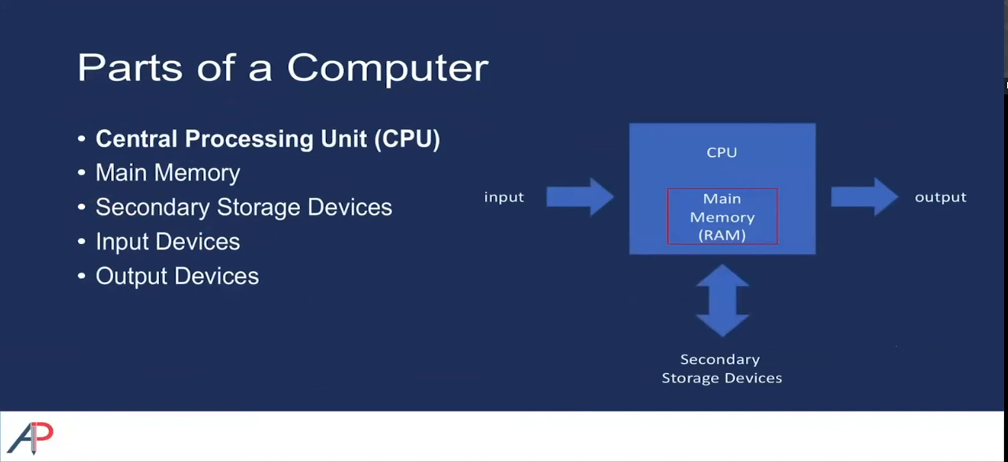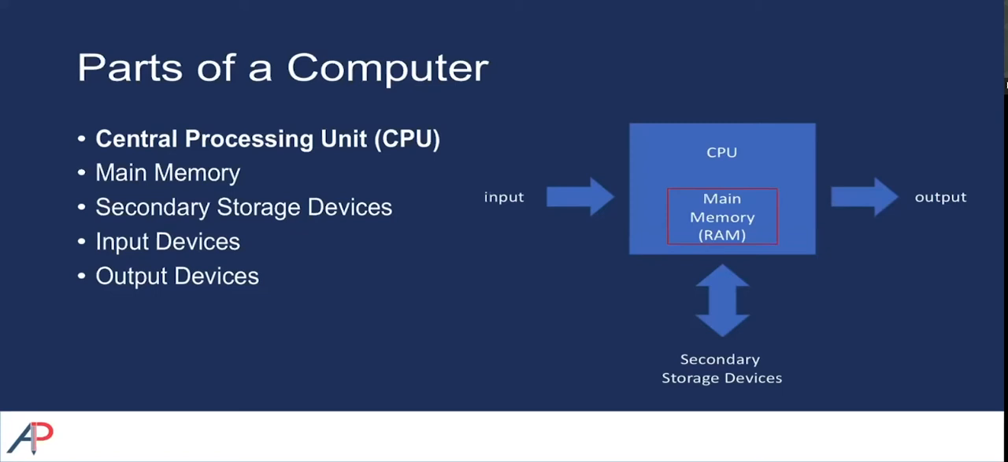So there are different parts of a computer. The main parts, first of all, we have our CPU, our central processing unit, our main memory, secondary storage devices, and our input and output devices. Once again, there's so much more that goes into a computer, but we're not going to dwell too much on this. It's not part of the AP test, but we're just going to talk about these 5 things in a little bit more detail for today.